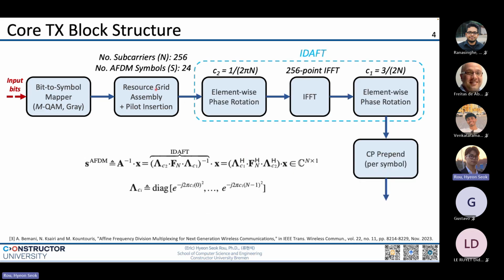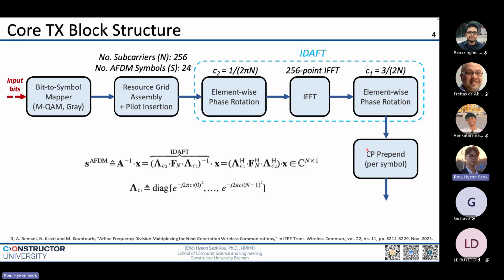And then after the resource grid assembly, we have, of course, the inverse discrete affine Fourier transform, which is implemented using the formulation in our various papers, and even from the first paper, where we do first an element-wise phase rotation with some given chirp rate, which I have here with my parameter, then a simple IFFT block, then another chirp rotation based on the second chirp rate. So after this IDAFT, we can perform the prepending of the prefix.